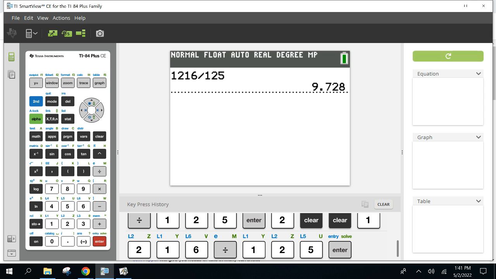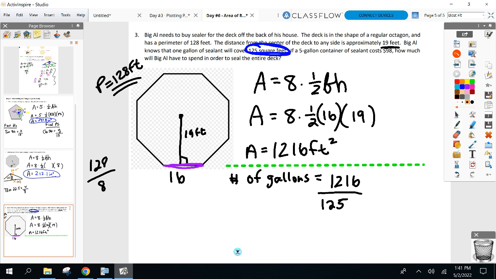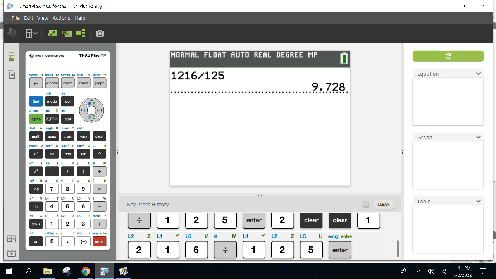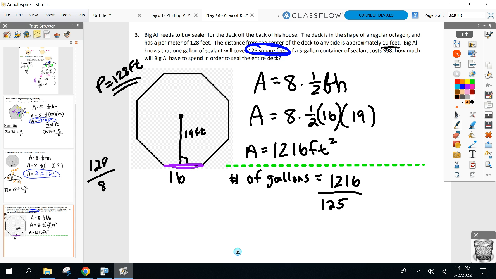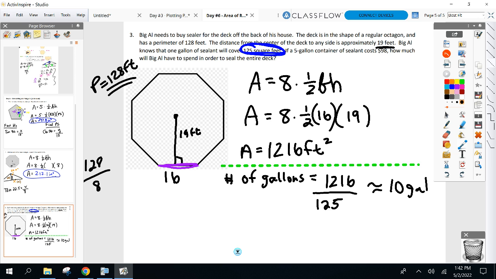Probably what's going to happen next? Whoever's working there is going to say, what's wrong with you? We only sell whole gallons around here. So I'm going to need how many gallons? 10 gallons. So about 10 gallons I'm going to need. We're getting there. We're getting to that cost. So I know I'm going to need 10 gallons.